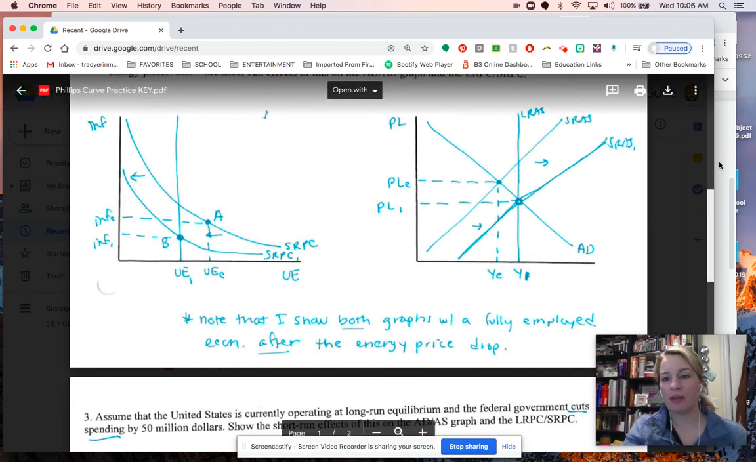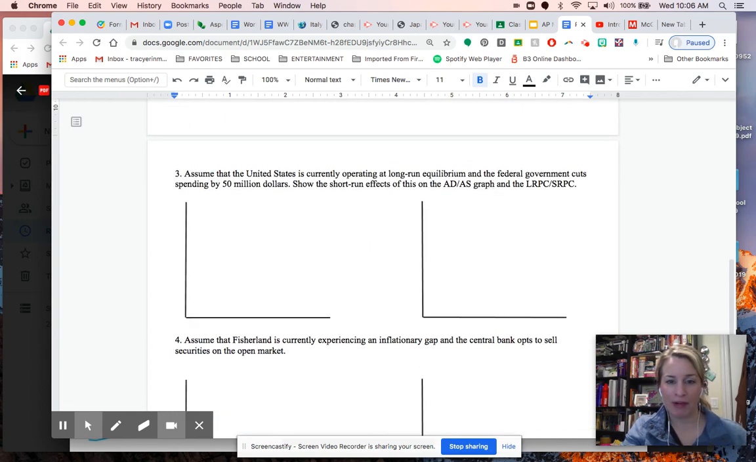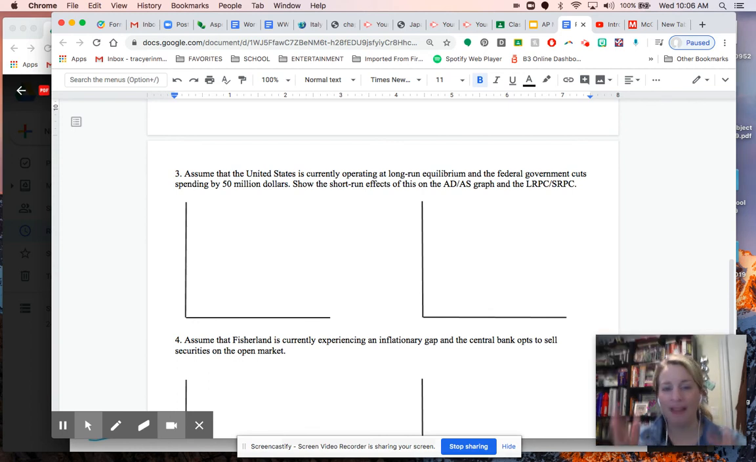Let's take a look at number 3. Number 3 says, assume that the United States is currently operating at long run equilibrium. So again, point A is going to be on the line where they intersect on both of these. The government's going to cut spending by $50 million. Again, is that a demand shifter or a supply shifter? It's government spending. It's a demand shifter. This means that demand is going to shift to the left.